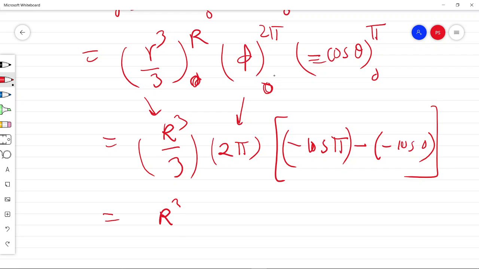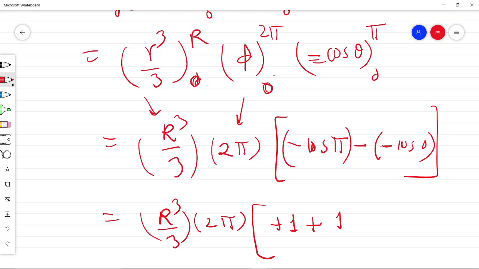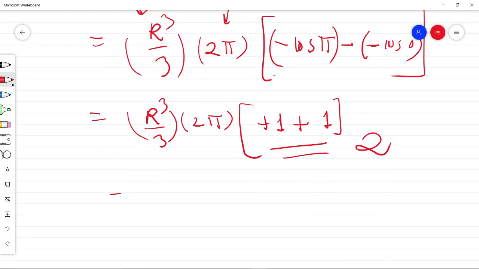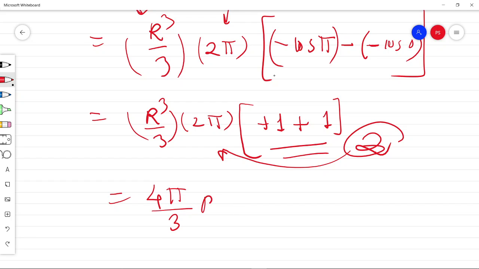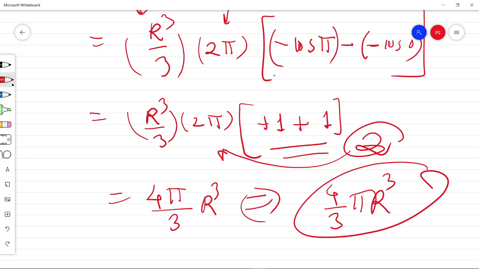So this is r cube by 3 into 2 pi into, now cos pi is minus 1, so minus 1 into minus is plus 1, and cos 0 is 1, so the two combine to give a plus. So this is nothing but equal to 2. So if we include this here, 2 into 2 becomes 4 pi, divided by 3, r cube. So this is a very well known expression that the volume of a sphere of radius r is 4 by 3 pi r cube.